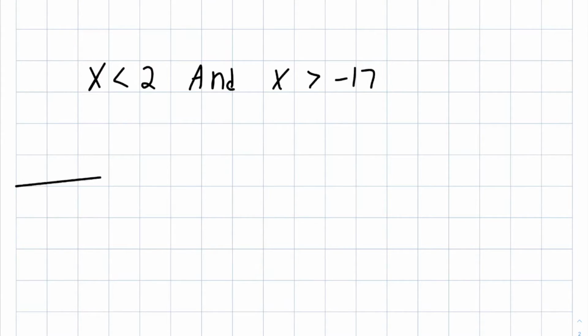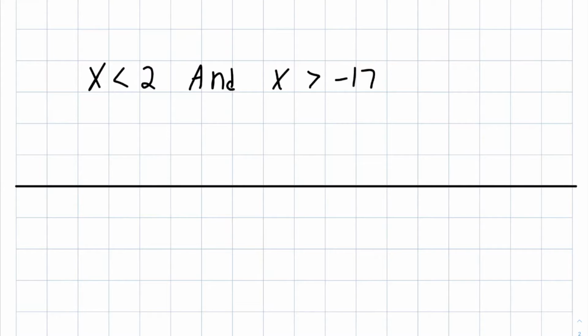So if we had x is less than 2 and x is greater than negative 17. So if we go to draw this on a number line, then we're going to graph each of these. So we've already learned how to graph inequalities. So we're going to do x is less than 2. So I'm going to put 2 over here. And I'm going to change colors right quick. And we're coloring in all of this.